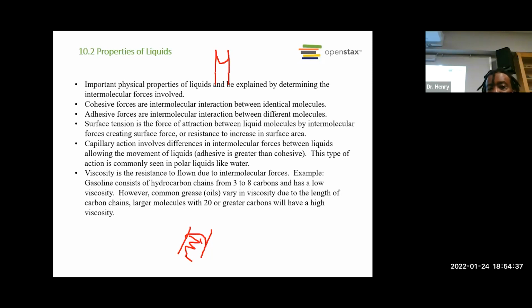Okay, so viscosity is basically the resistance to flow due to intermolecular forces. So you have gasoline, which consists of long carbon chains. They're 3 to 8. So we know that gasoline, octane, 8 carbons, right? It's going to have a low viscosity compared to that of oil, which has 20 or more carbon chains, right? So if we pour gasoline and we pour oil, which one is going to pour faster? Gasoline.